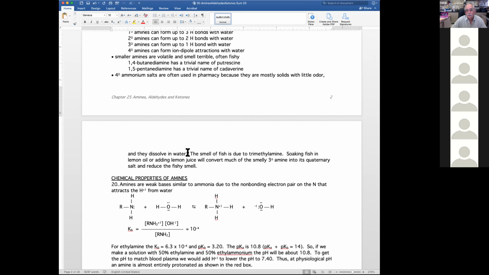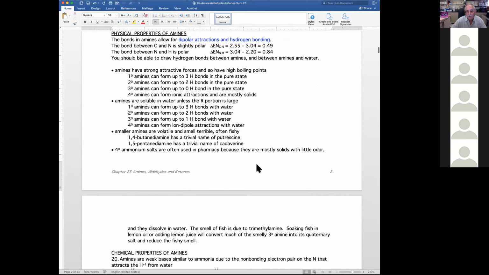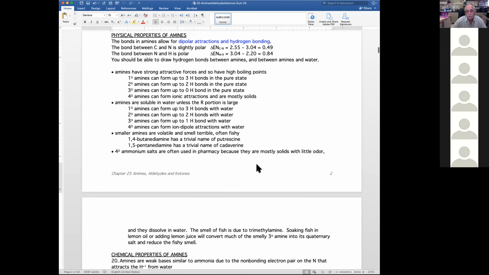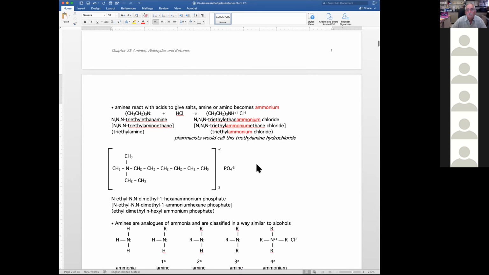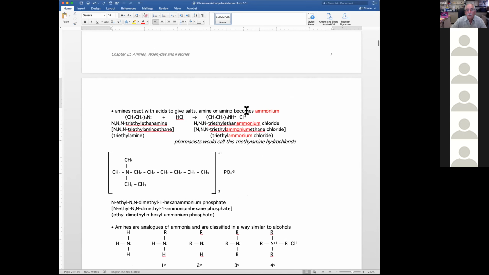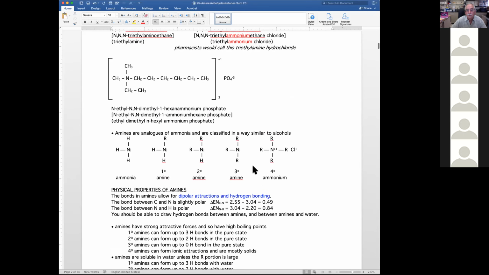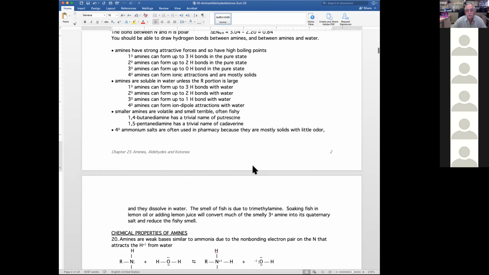So the smell of fish is really due to trimethylamine. Soaking fish in lemon oil or adding lemon juice will convert much of that smelly tertiary amine into its quaternary salt and reduce the fishy smell. So, yeah, that's what lemons do with cooking. And here is triethylamine, but it's usually trimethylamine that gives that fishy smell.